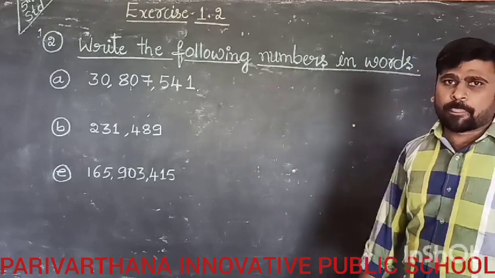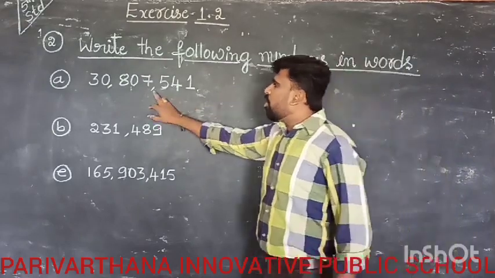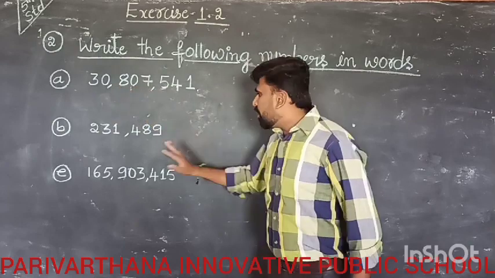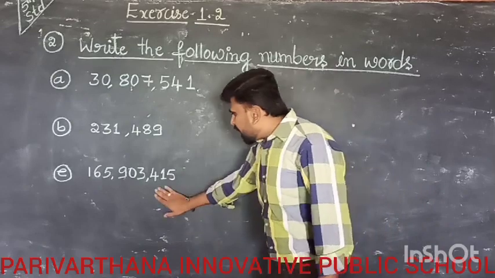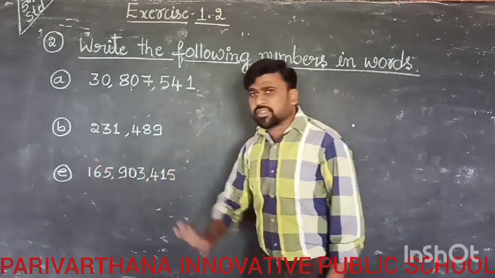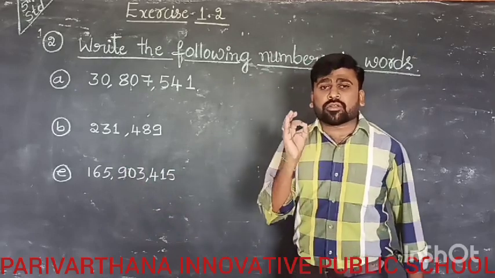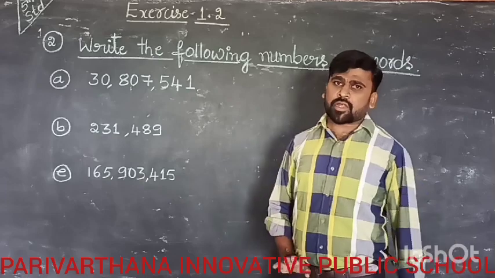Clear? Write the following numbers in words. Total 3 problems. Clear? In the problems themselves, the commas are already given. See here, comma. See 3, 3, remaining 2. Here 3, 3, remaining that much only. Here 3, 3, again it is 3. If the groups are 3, 3, that means you have to write the answer in the international system. Clear?